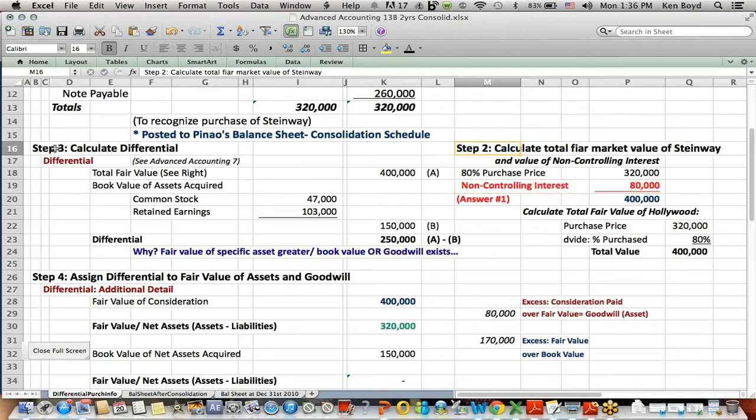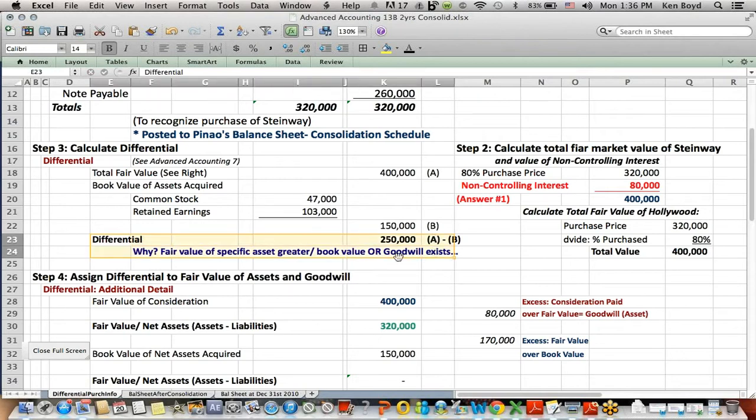That's step two. Step three, we calculate the differential as the value of the entire company, $400,000, compared with the book value of the assets that are acquired if you buy 100% of Steinway as a company. Another way of saying that is we add up the equity of the sub, which in this case is $150,000. The difference between the fair value of the whole entity based on the payment by Piano, $400,000, and the book value of the assets that we acquired, $150,000, is our differential.